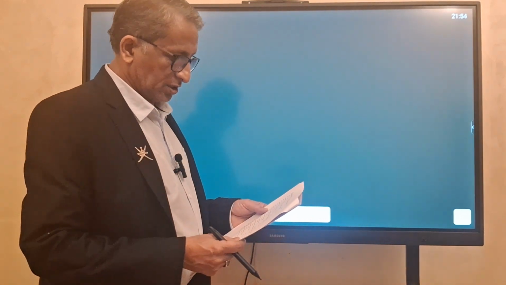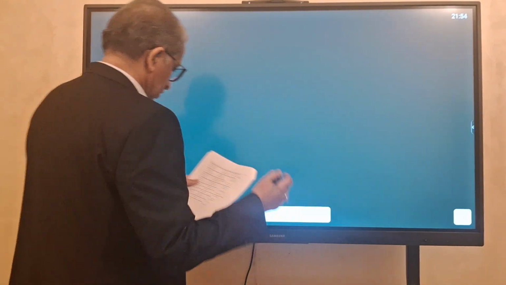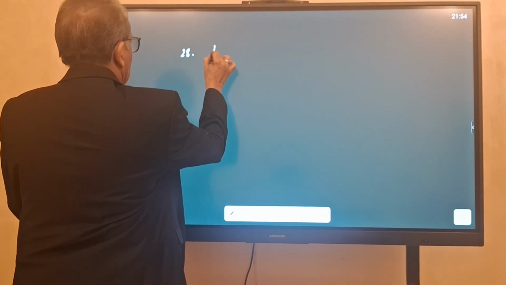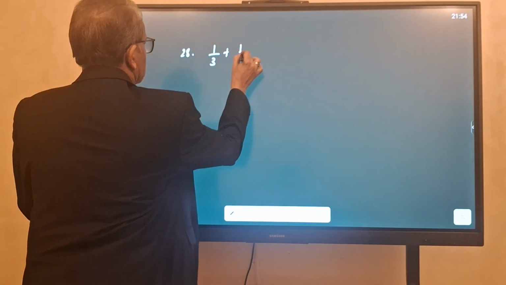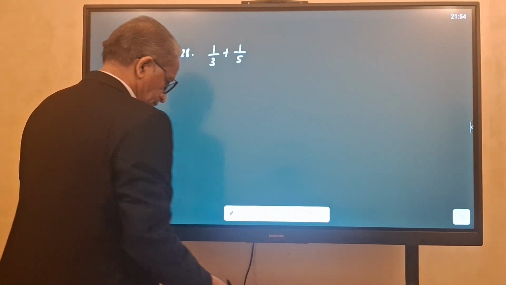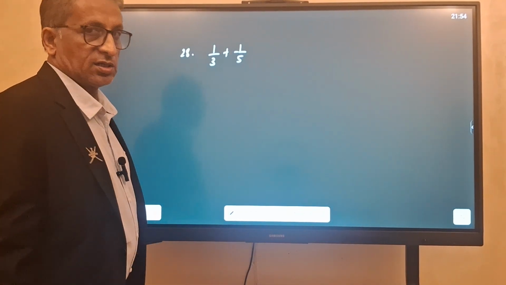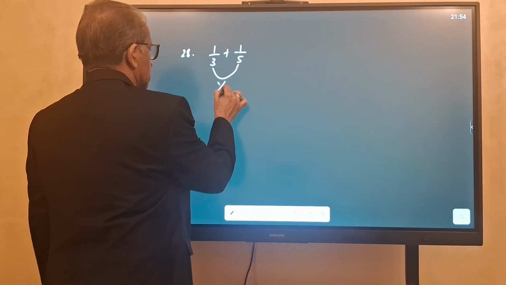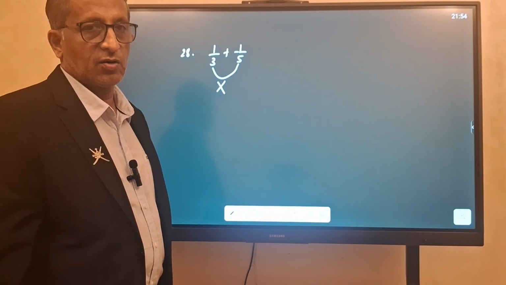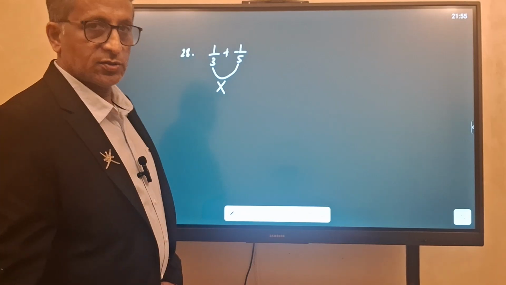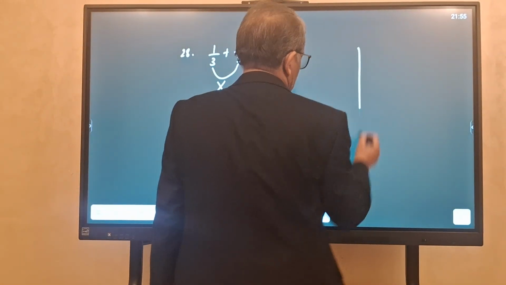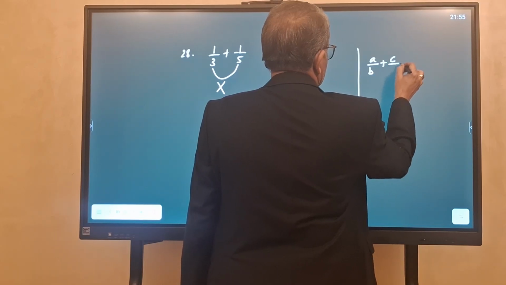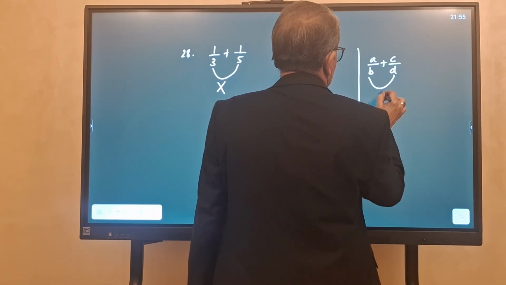Now we will see question number 28 to 33. Let's say 28: 1 by 3 plus 1 by 5. What is the change here is that we have two fractions where the denominator is not the same. When we have such fractions, how do we do this? A by B plus C by D. Look at it, here they are not the same.